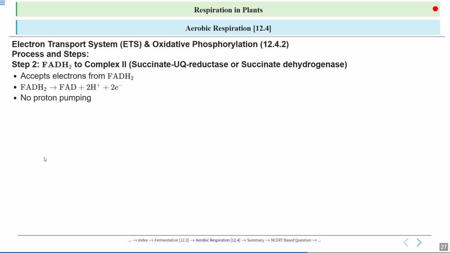Now it is important to note that complex 2 does not pump protons across the membrane, unlike the other complexes. It simply passes the electrons along without adding to the proton gradient.